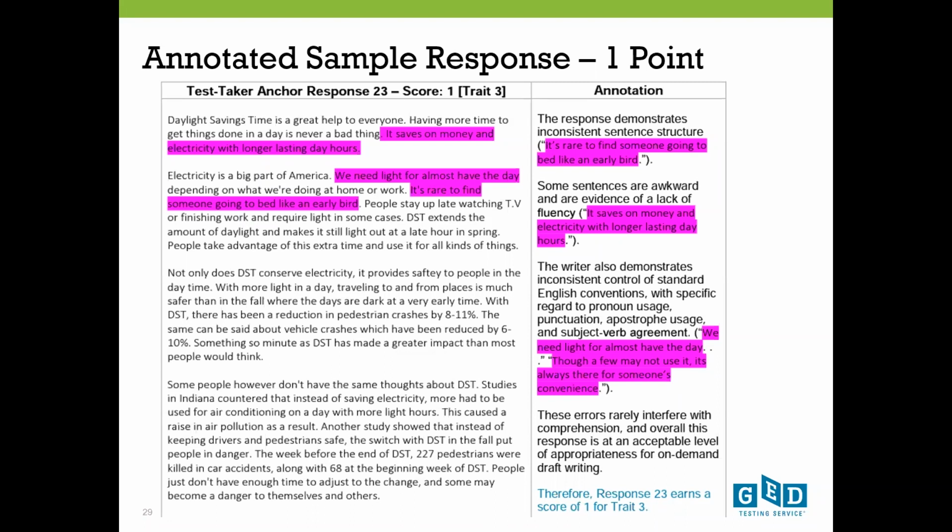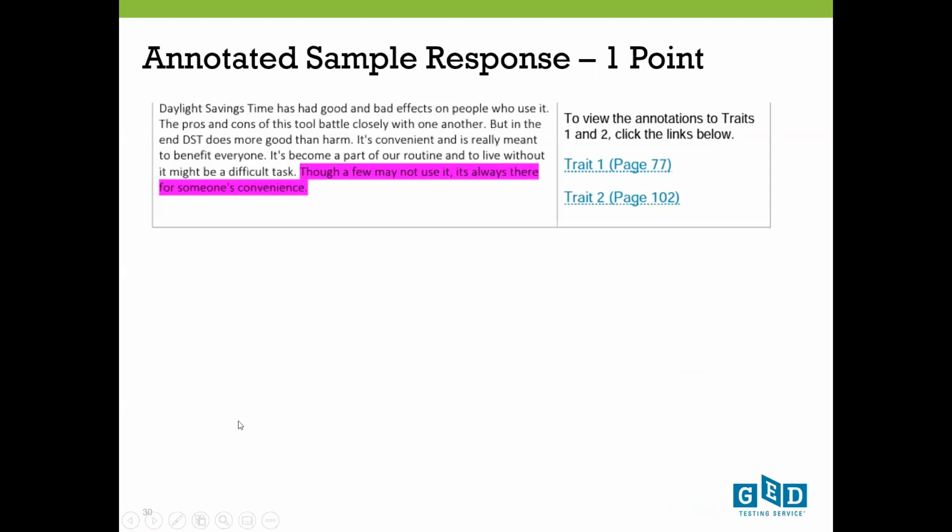And so examples here in the rubric say some of the sentences are awkward, lacking fluency. There's an inconsistent control of standard conventions. And these errors rarely interfere with comprehension. And overall, this response is at an acceptable level. And so that's why they're doing good enough to get that 1 point. Next. And so this is just the second page of that.